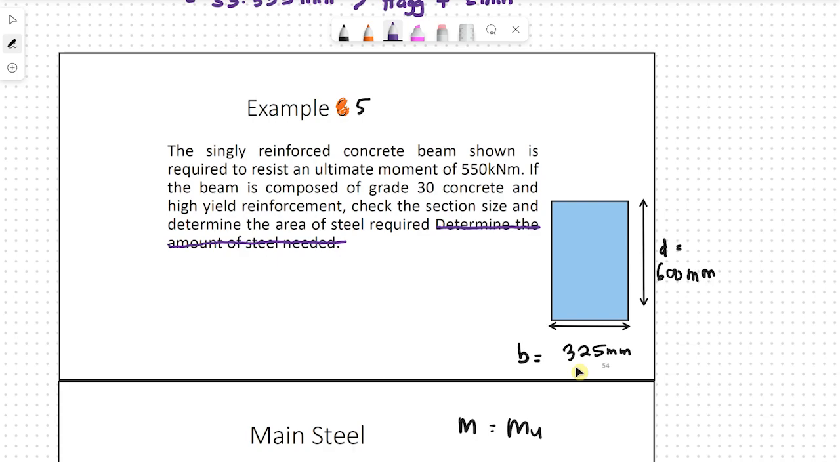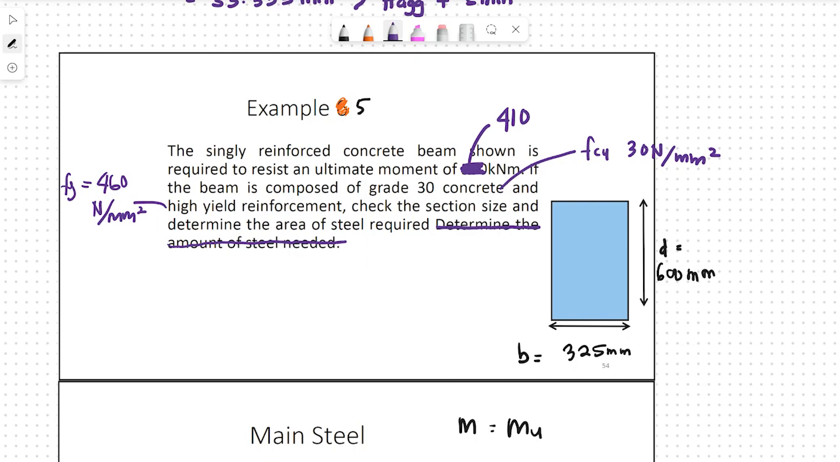We're going to look at example 5. For this question, the singly reinforced concrete beam shown is required to resist an ultimate moment. Here, let me change the value since I think there is a typo here, which is supposedly 410 kilonewton meter. If the beam is composed of grade 30 concrete and high reinforcement, meaning FCU is 30 Newton over mm square, and high reinforcement means Fy is 460 Newton over mm square. Check the section size and determine the area of steel required.